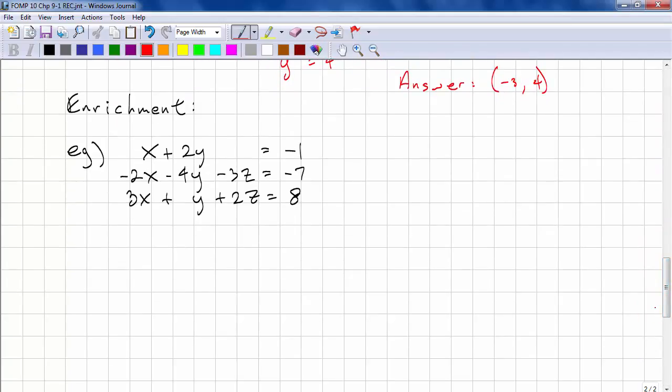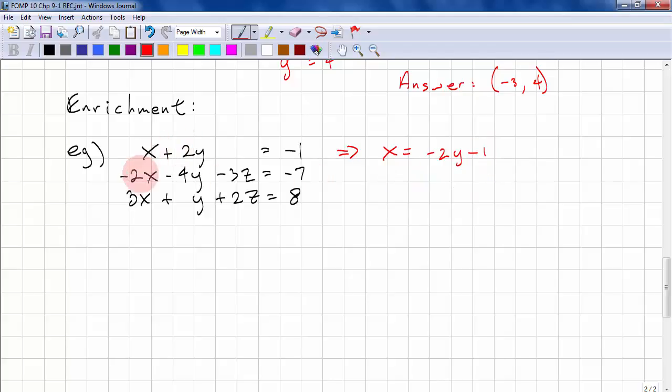So this is an enrichment topic, so it's not required. But let's look at how to solve this. We have 3 variables and 3 equations. And if you recall, this system is exactly determined. And what we want to do is get rid of one variable first. So with our first equation, we have x equals, this becomes negative 2y minus 1. And this doesn't buy us anything.